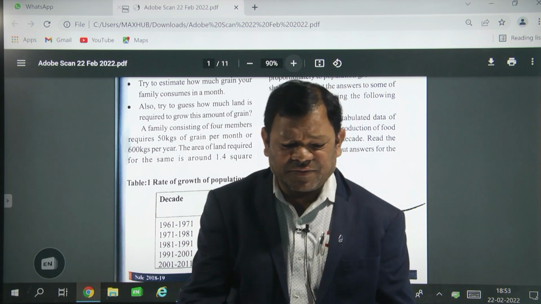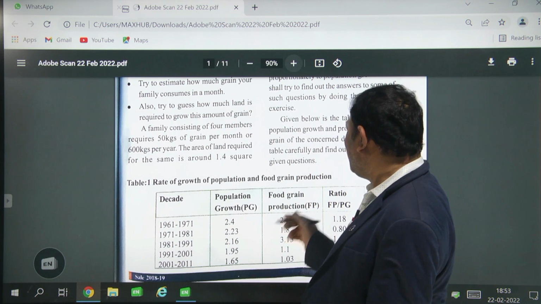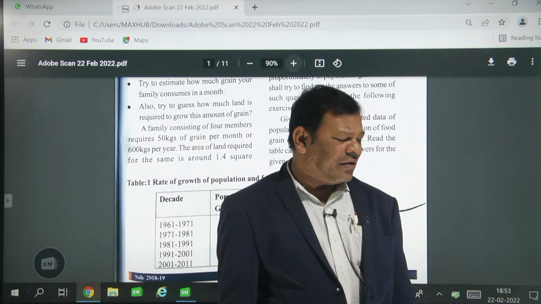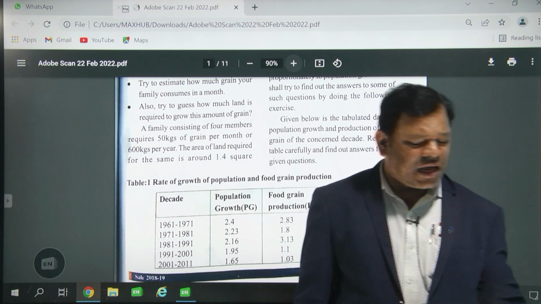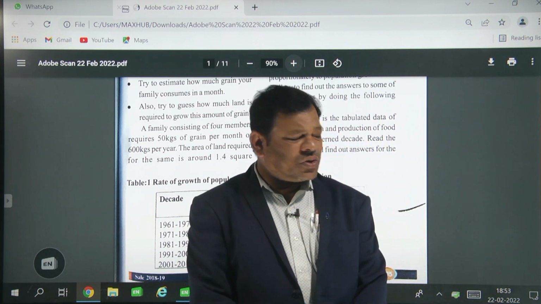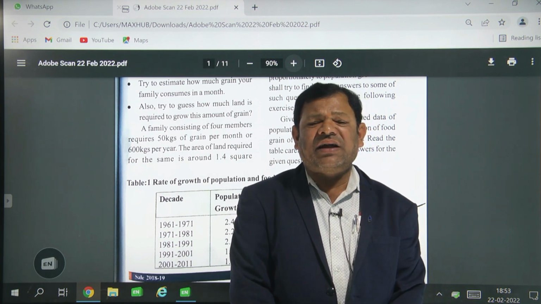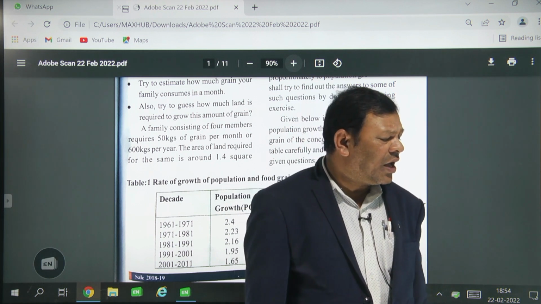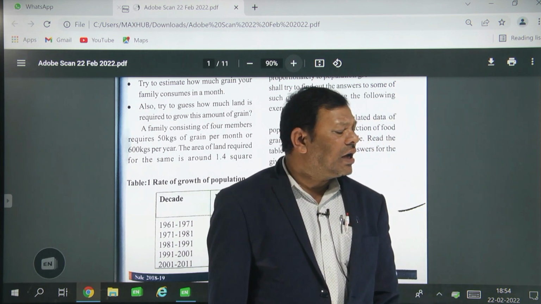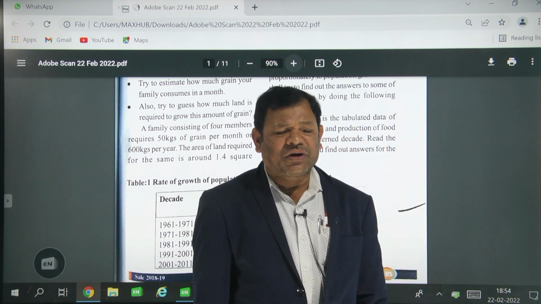Is it clear? Population is increasing, but food grain production is decreasing. Yes or no? So that's why we need to increase crop yield. How to increase food production?